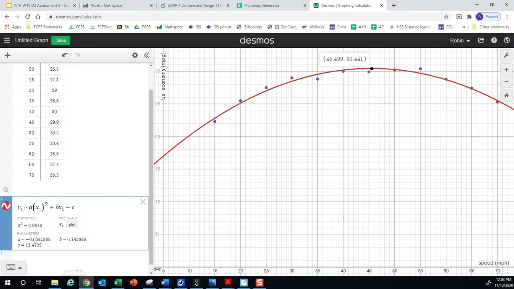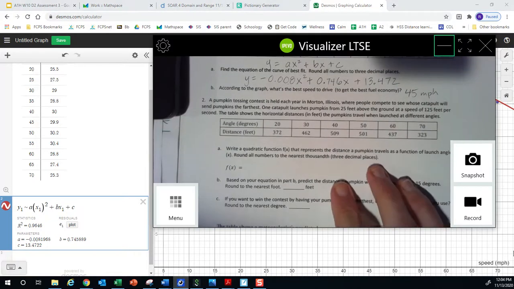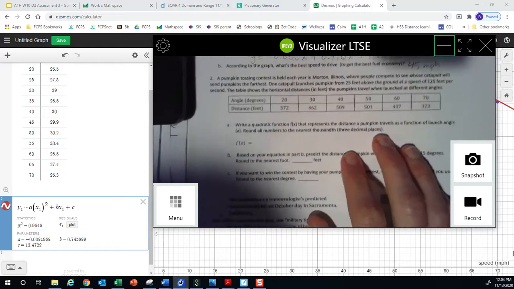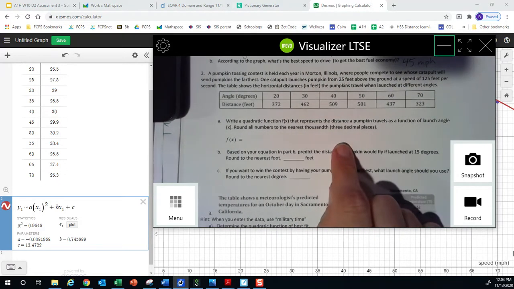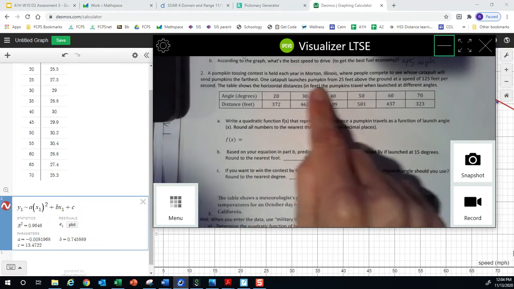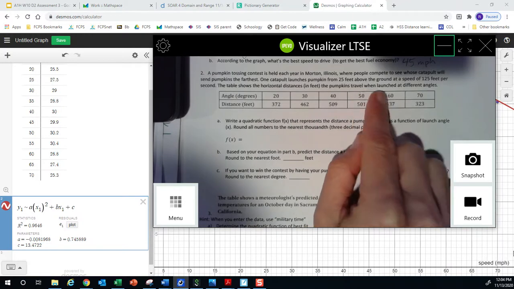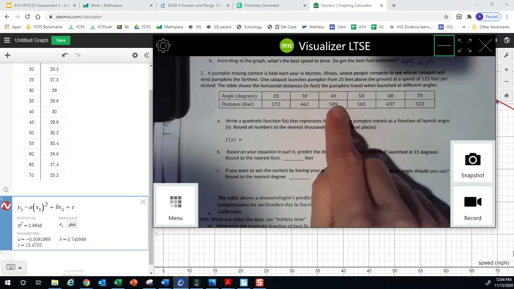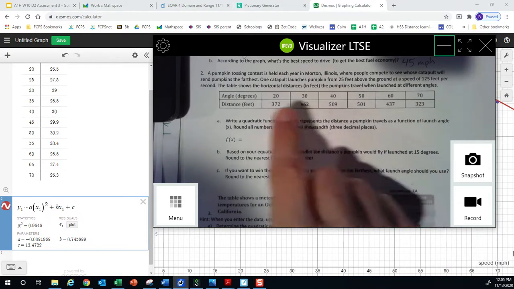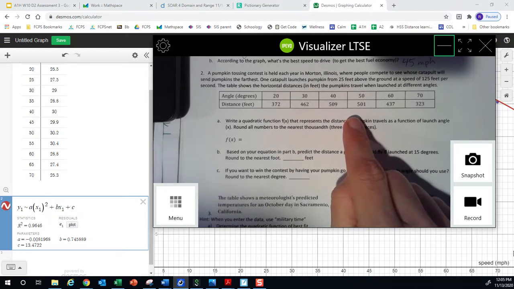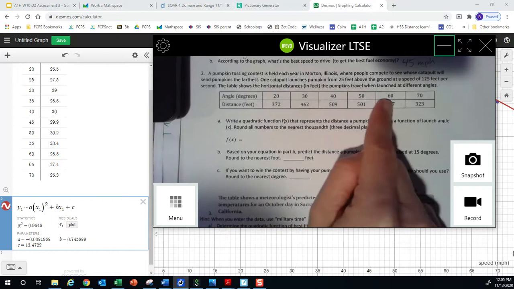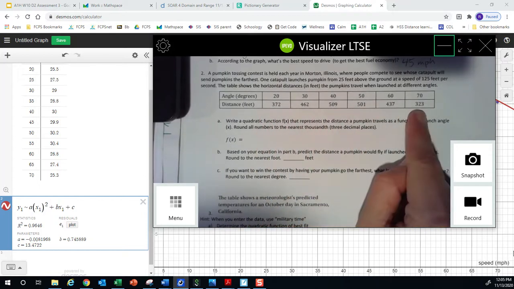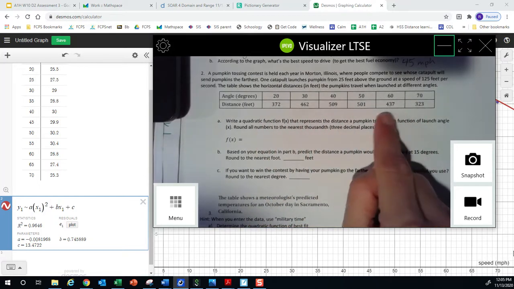Get my paper out. All right, the next one says a pumpkin tossing contest is held every year in Morton, Illinois. People compete with a catapult to see who can send the pumpkins the farthest. One catapult launches a pumpkin from 25 feet above the ground at a speed of 125 feet per second. The table shows the distance the pumpkins will travel when launched from different angles. This is the angle of the catapult, and this is the distance the pumpkin goes at those different angles.